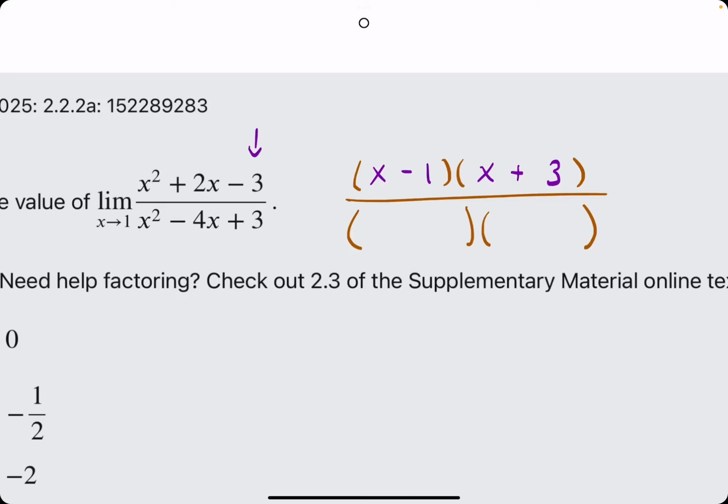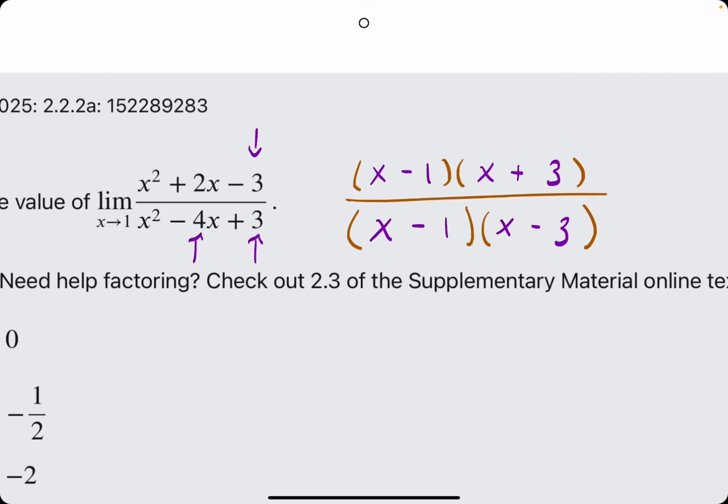-1 plus 3 is +2. All right. And on the bottom, two numbers that multiply to 3. Again, 1 and 3. But in this case, they need to add to -4. So in this case, they must both be negative. -1 times -3 is +3. -1 plus -3 is -4.